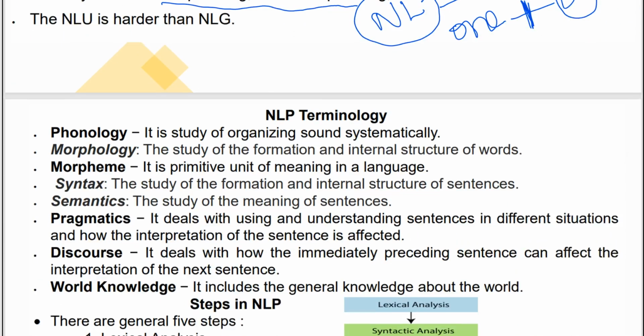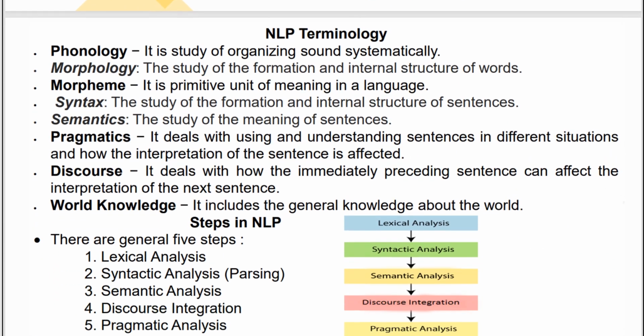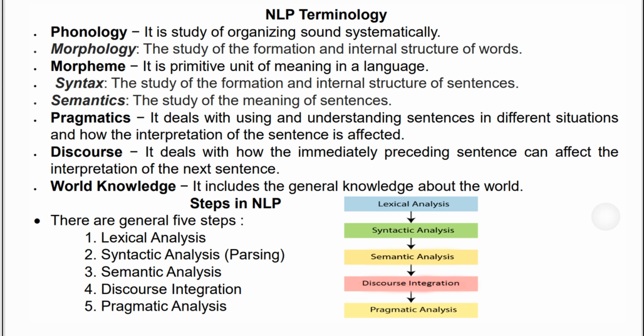Now coming to NLP terminology. What is NLP terminology? I think everyone knows that terminology is nothing but some kind of words we use in a specific domain, a specific subject. So here NLP also has some specific terminology. That means natural language processing uses some special kind of words.